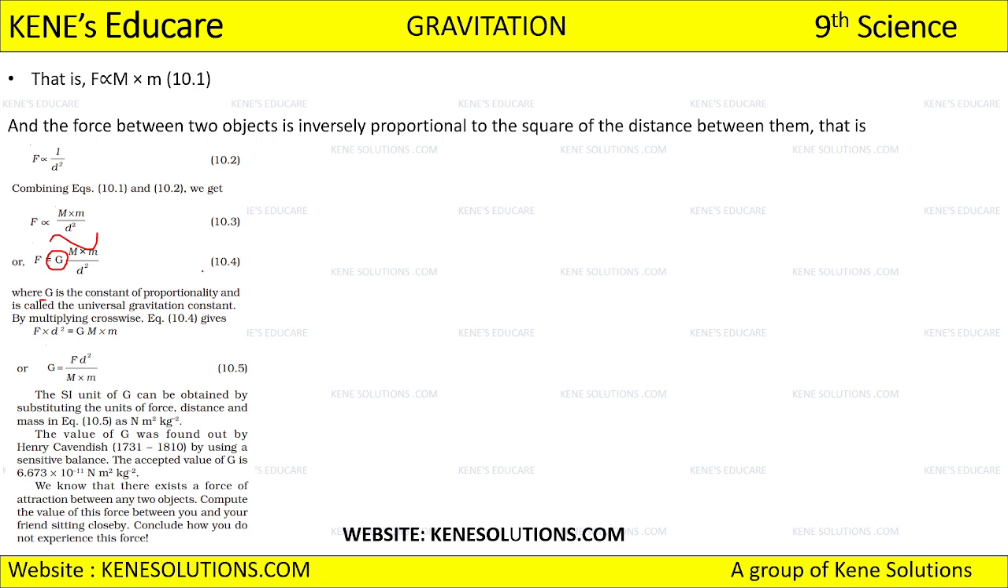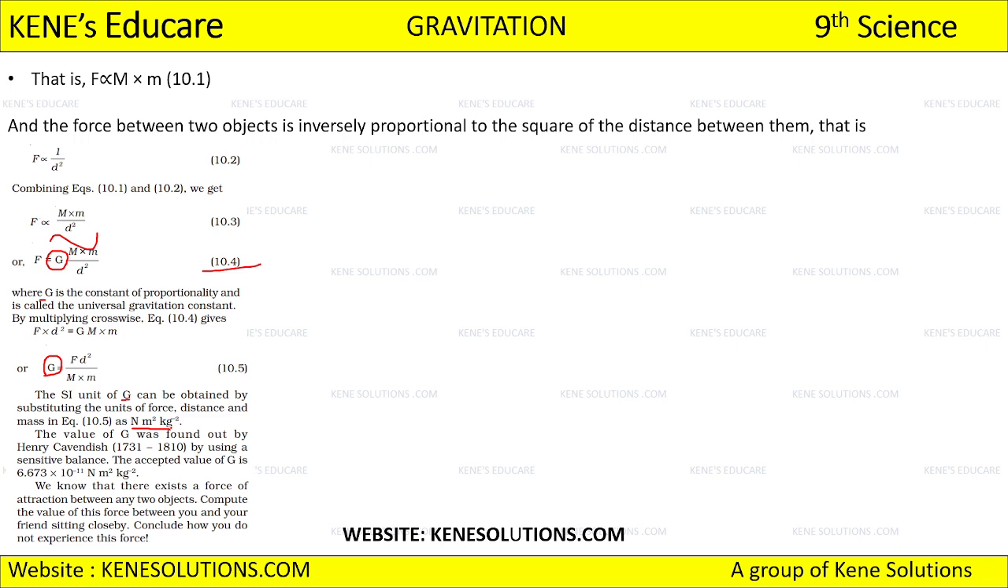equation 10.4. This equation gives us, if we multiply it crosswise, this universal gravitational constant is equal to force into distance square upon the product of the masses. Getting it? So the SI unit of G can be obtained by substituting the units of force, distance and mass, and we get the SI unit of G as Newton meter square per kg square.